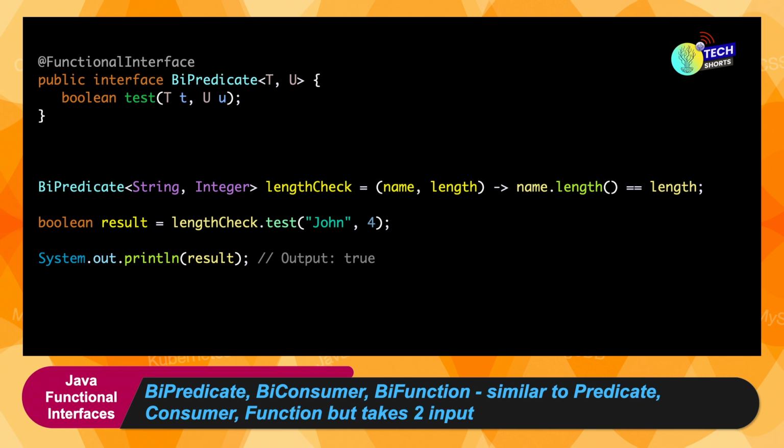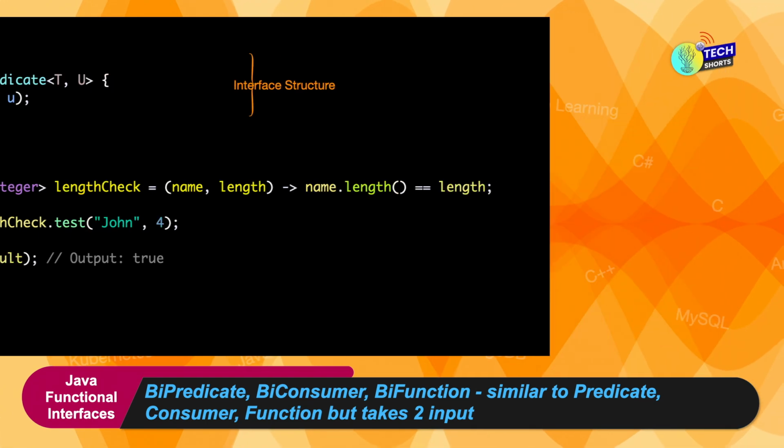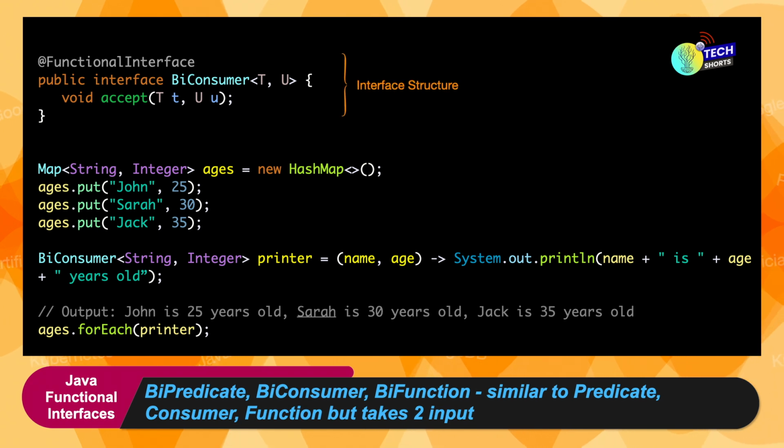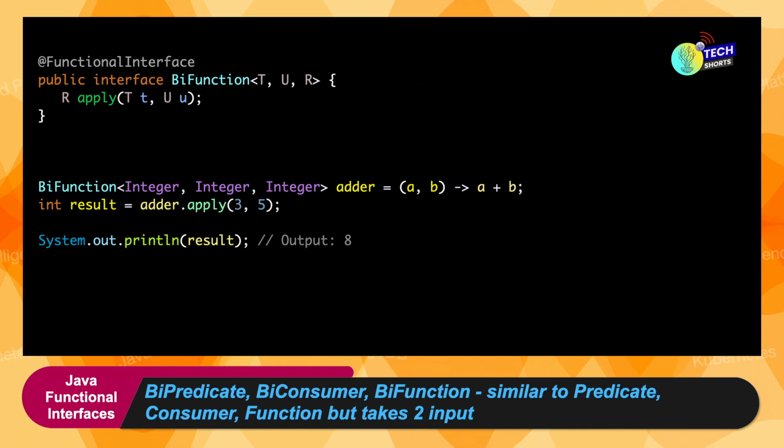BiPredicate, BiConsumer, and BiFunction are exactly similar to Predicate, Consumer, and Function interfaces, except they take two input parameters and produce results accordingly. There is no BiSupplier because Supplier doesn't take any input.